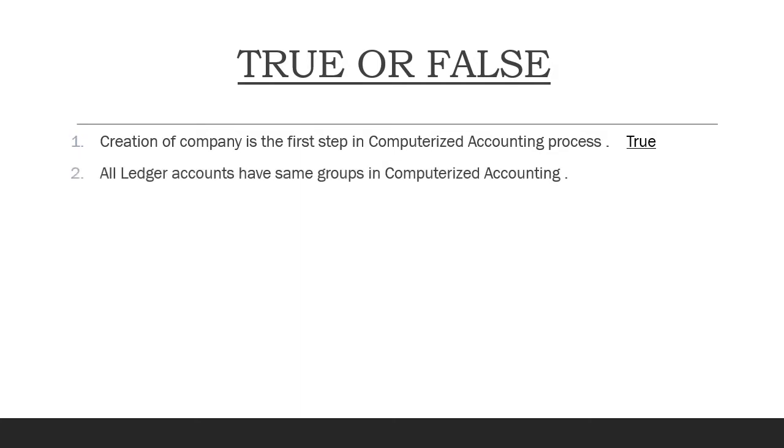All ledger accounts have same groups in computerized accounting. सबके ग्रुप सेम होते हैं क्या? जो भी लेजर अकाउंट हम लोग बनाते हैं, जैसे कि हम लोग ने परचेस अकाउंट है तो परचेस अकाउंट उसका अंडर ग्रुप जो रहेगा, उसका अंडर ग्रुप परचेस आएगा या सेल्स आएगा? परचेस आएगा। और सेल्स का सेल अकाउंट का लेजर बनाना है तो सेल्स आएगा कि परचेस आएगा?